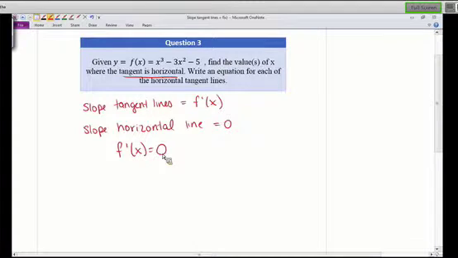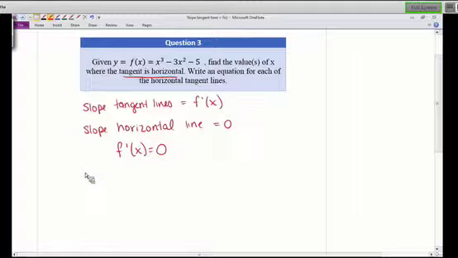So we're going to take the first derivative of our function. We want to set this equal to 0. We're setting it equal to 0 because we are told that the tangent we are dealing with is a horizontal line, and slopes of horizontal lines are 0. So let's take the first derivative of the function.